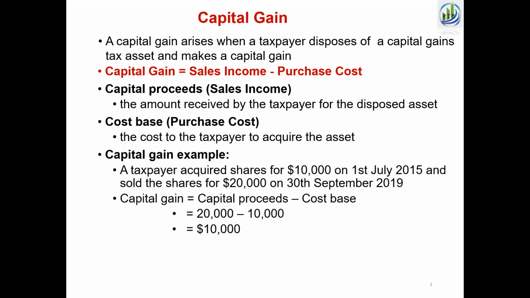There's an example here. The taxpayer acquired shares for $10,000 and sold them for $20,000 on a different date. So how much is the capital gain? How much money did he receive? $20,000, so capital proceeds are $20,000. How much is the cost? $10,000. So 20,000 minus 10,000, his capital gain is going to be $10,000. Now an important question: how are we going to treat this in our capital XPM?